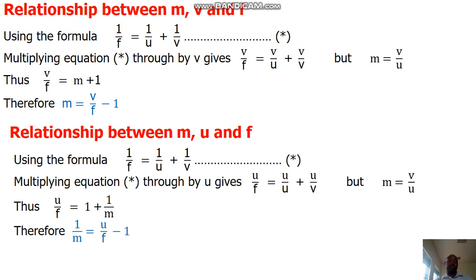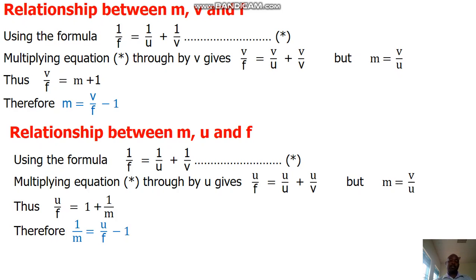Relationship between magnification m, image distance v, and the focal length f. Using the formula 1 over f equals 1 over u plus 1 over v, multiplying that expression through by v gives v over f equals v over u plus v over v, but v over u equals m. Thus, v over f equals m plus 1. Making m the subject, we get m equals v over f minus 1.